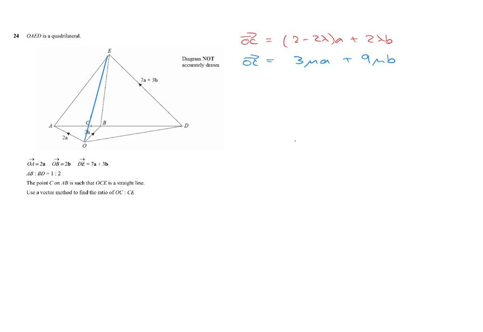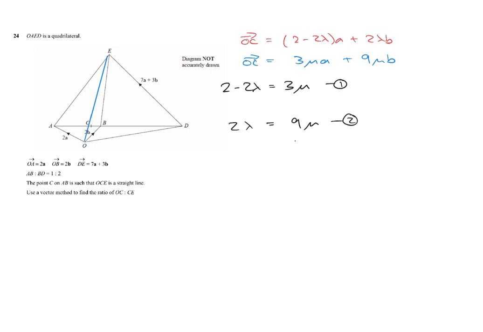So what we will write here is that the coefficients of A, so 2 minus 2 lambda, will equal 3 mu. I'll call that equation number 1. And leave a little space, and then I'm going to say with the B's, I've got 2 lambda equals 9 mu, and that's equation number 2. So the first one is equating the coefficients for A, and the other one is for B.